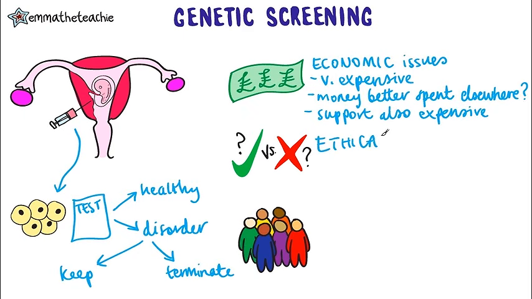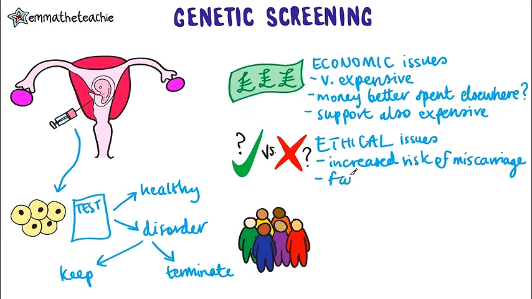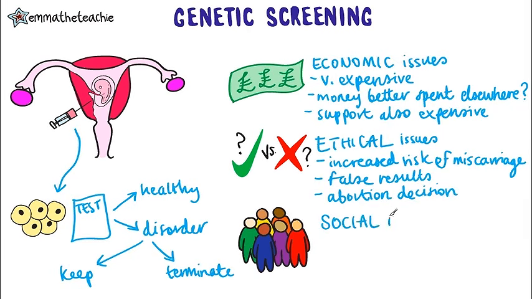Now we'll look at the ethical issues. Collecting cells from an embryo can increase the risk of a miscarriage, whether or not the baby has the disorder. And occasionally, the test can give a false positive, saying the baby has a disorder when it hasn't. It can also be a false negative, saying the baby doesn't have the disorder, but when it is born, it does. And of course, once a couple has the screening done, they face their own ethical decisions on whether or not to have an abortion.